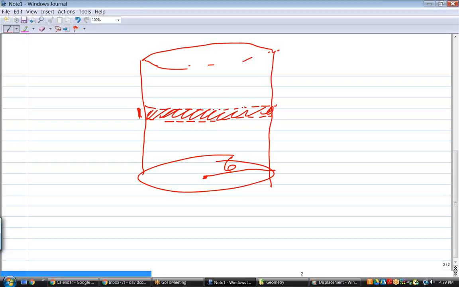So how do I get the measurements if I draw the back side of that? That is a little band of water, right? Only it actually fills the whole cylinder. So what's the volume of this narrow strip? Pi 6 squared times 1. Very good. So 36 pi.